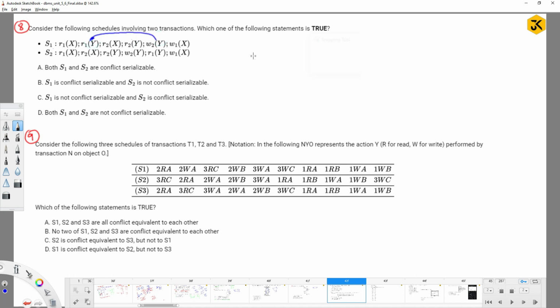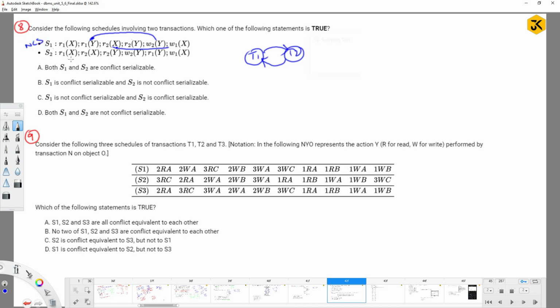There is a conflict, right? Meaning that if I say T1 to T2, there is a problem, right? And what about R2 of X? R2 of X, W1 of X. So T2 to T1, there will be a problem. So definitely S1 is not conflict serializable.